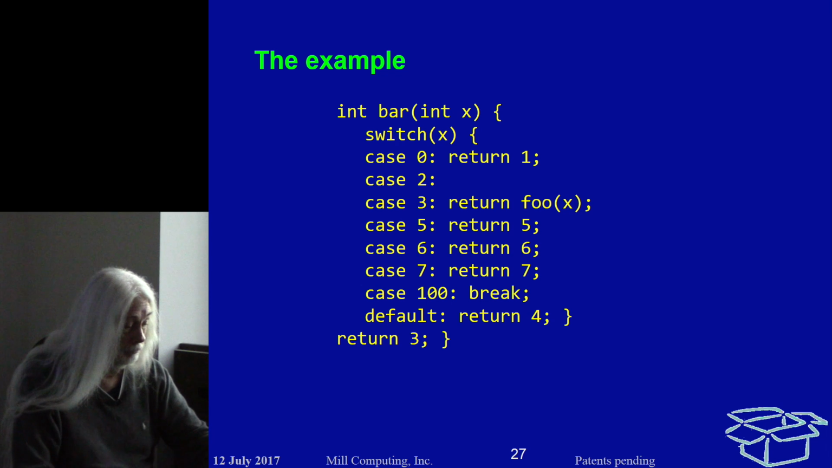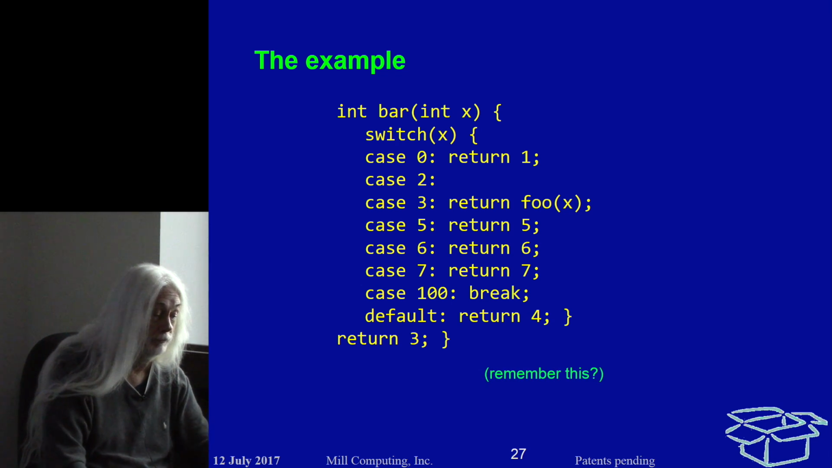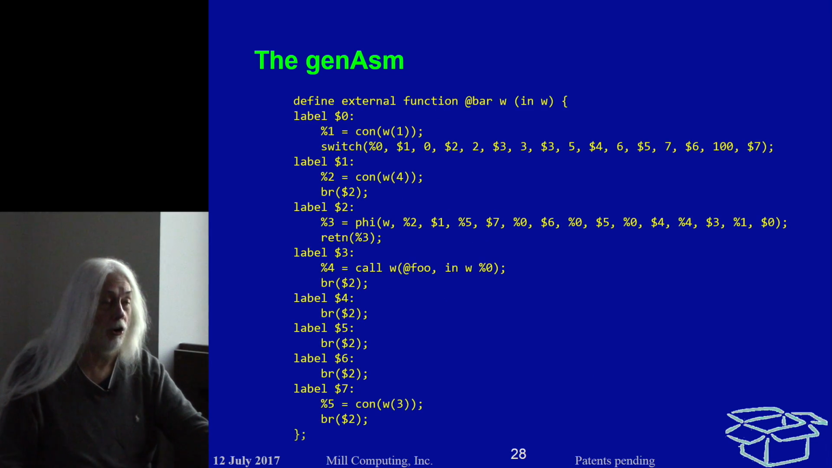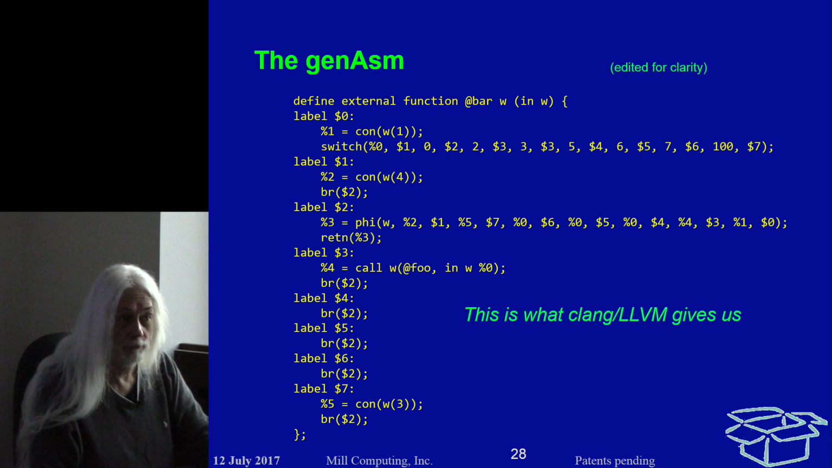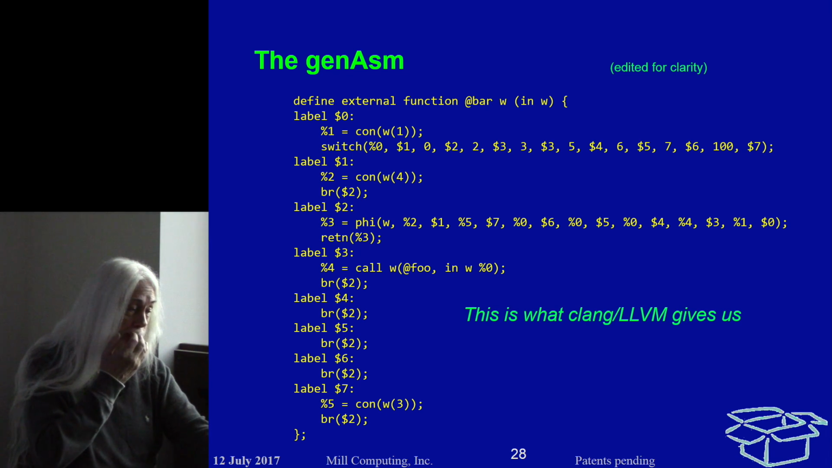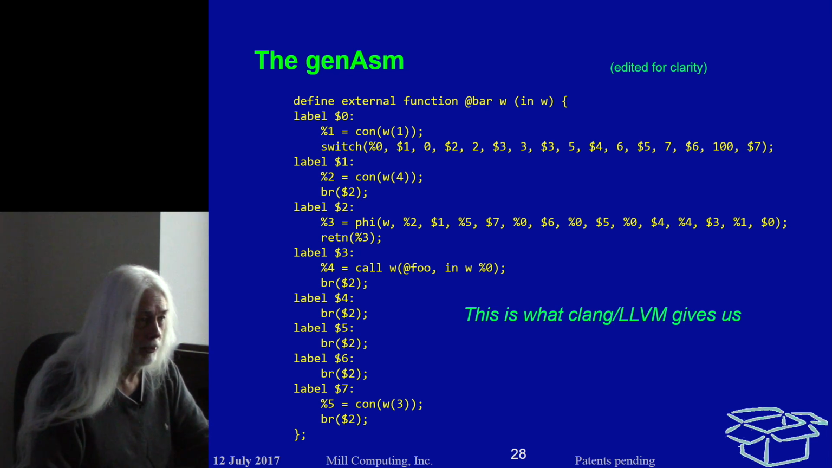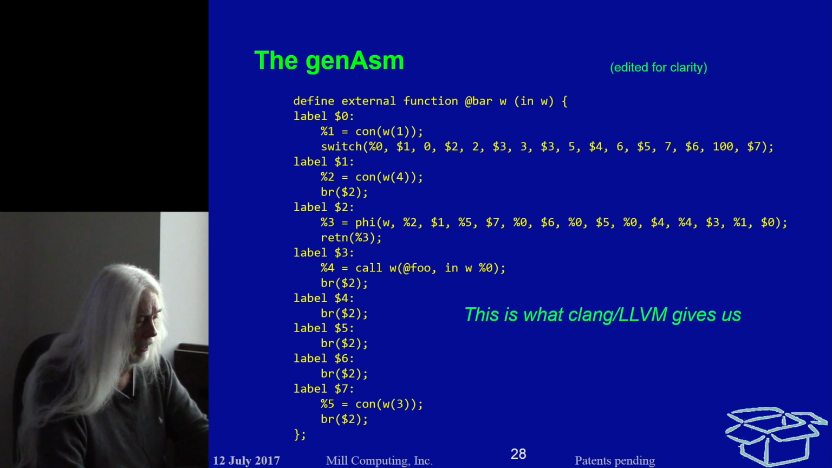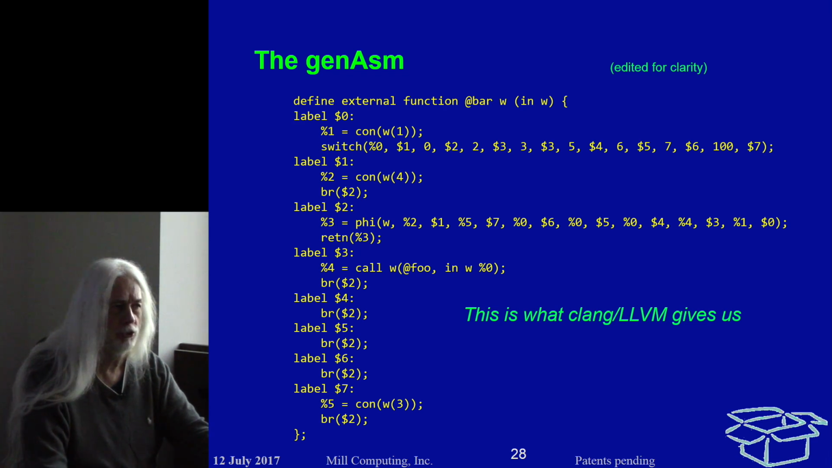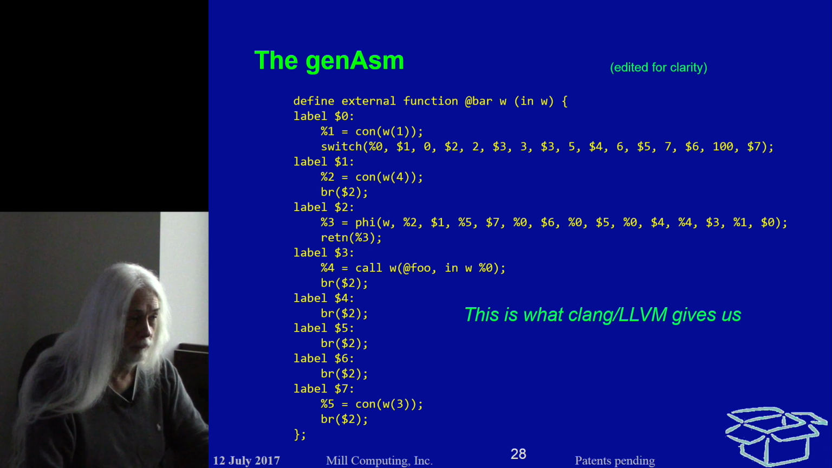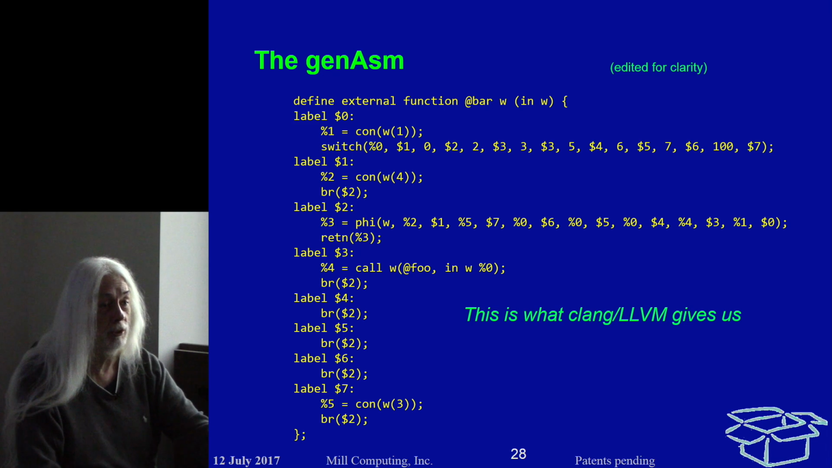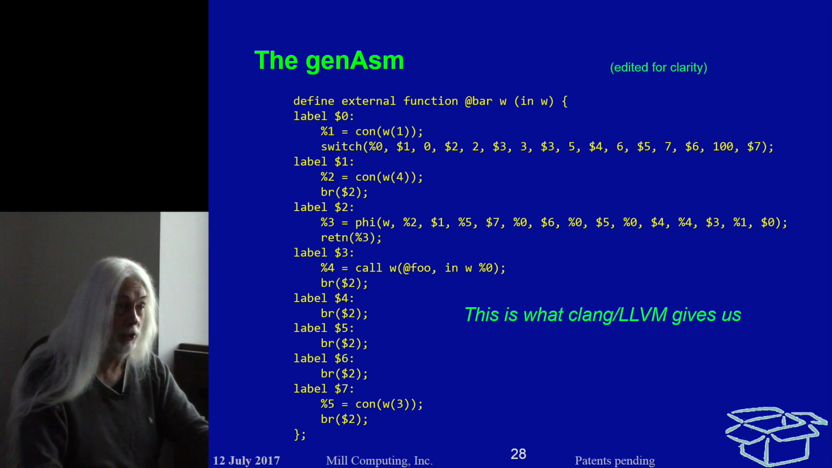Back to our example. Remember the example? What we get out of the front end and middle end, which are the standard LLVM toolchain, Clang front end and LLVM, is this stuff, which we call genAsm. This is the textual form; it comes in a binary form too. It is almost identical to the IR code that LLVM uses internally, and I'll explain a little bit about what it means, but this is in fact the result that LLVM produces for our little test case.